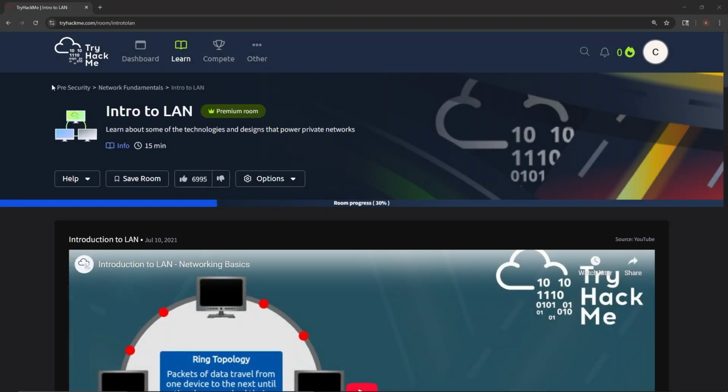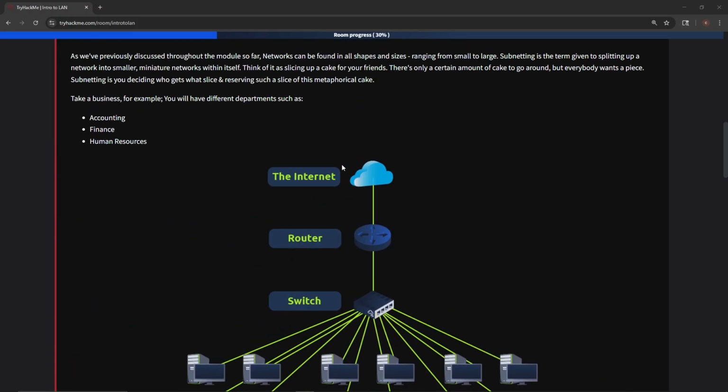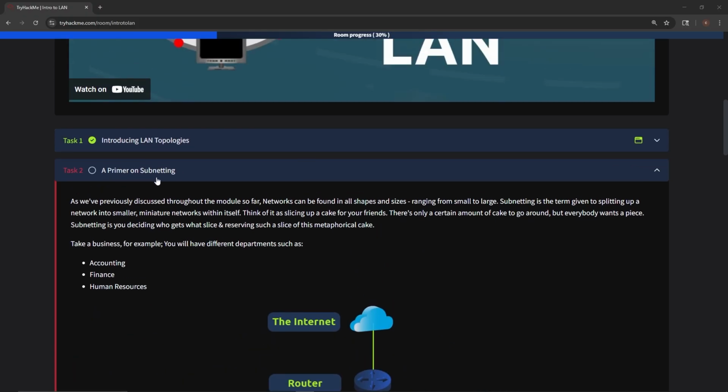So here we are at TryHackMe's Pre-Security Network Fundamentals Intro to LAN. And now we're on to the primer on subnetting section.